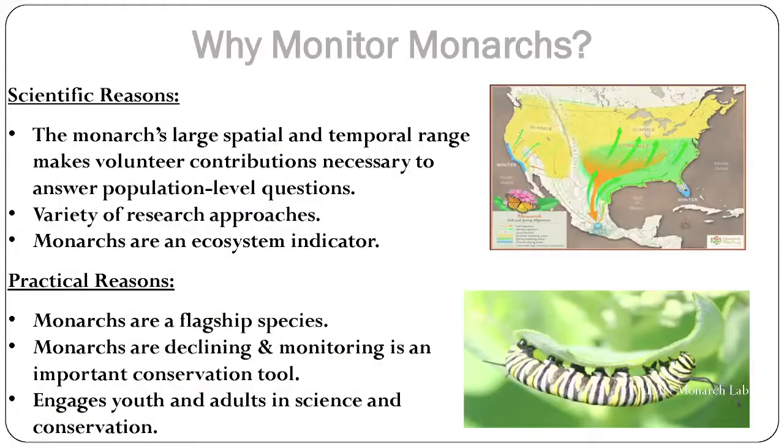But why are we monitoring monarchs? Well, their large spatial and temporal range make volunteer contributions necessary to answer population level questions. And monarchs are an ecosystem indicator, but here's your hook for your project. The ecosystem indicator. The health of the monarch population serves as a symbolic representation of the health of our land. The monarch's decline is an indication that we're facing serious environmental issues that need to be addressed. So this is something that really inspires your volunteers.